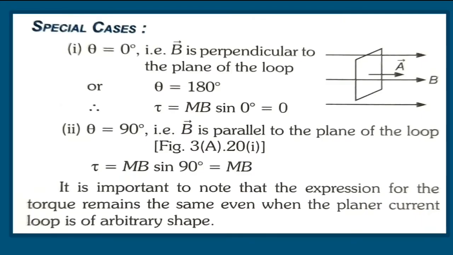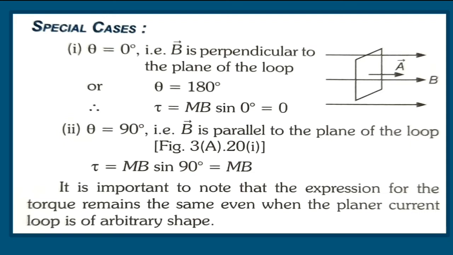Now, the special cases we discuss. First case is theta is 0. If B is perpendicular to the plane of the loop, then in that case theta will be either 0 or 180. In that case torque is equal to 0. And if theta equals 90 degrees, that means if the magnetic field is parallel to the plane of the loop, then theta will be 90 degrees and torque equals MB. This is the expression which we discussed earlier, in the beginning of the discussion. This is that particular case.